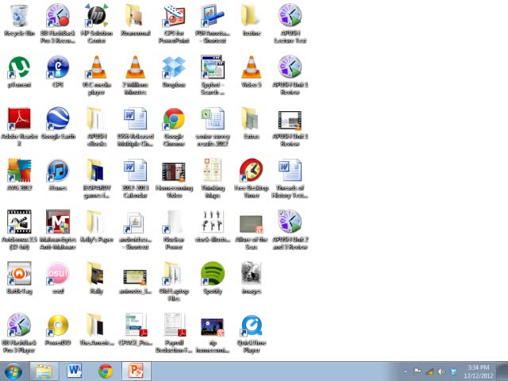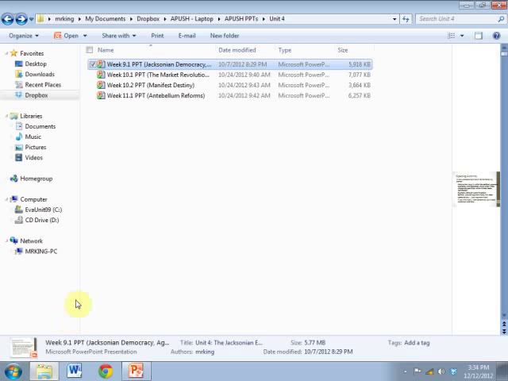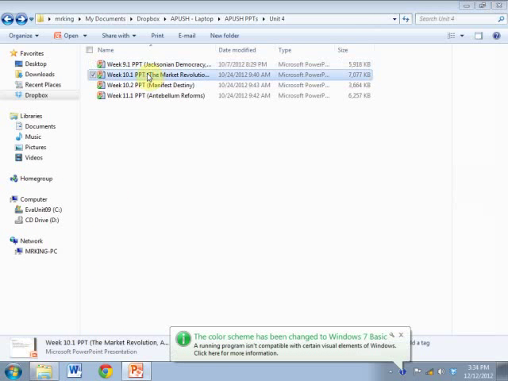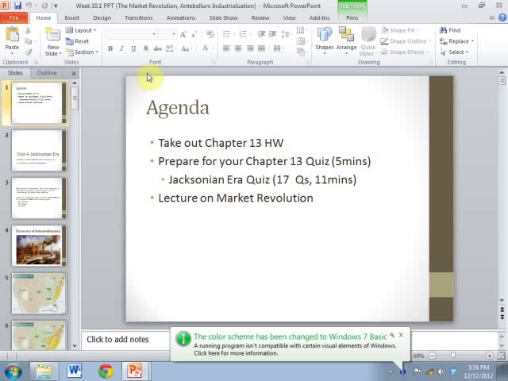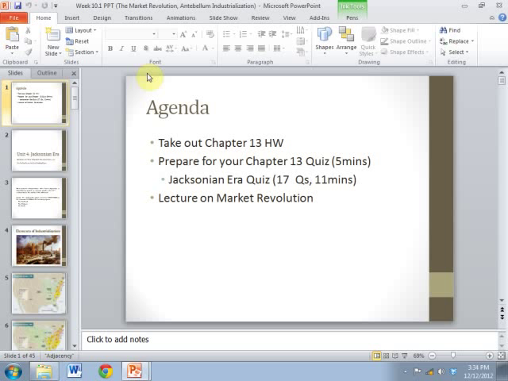Next up, market revolution. Always fun. I always found how quickly we can go through a unit. When it takes us a week, we can go over it again in 30 minutes. Think about it, folks. We spent a week doing that lecture before. Done in 30 minutes. Next.